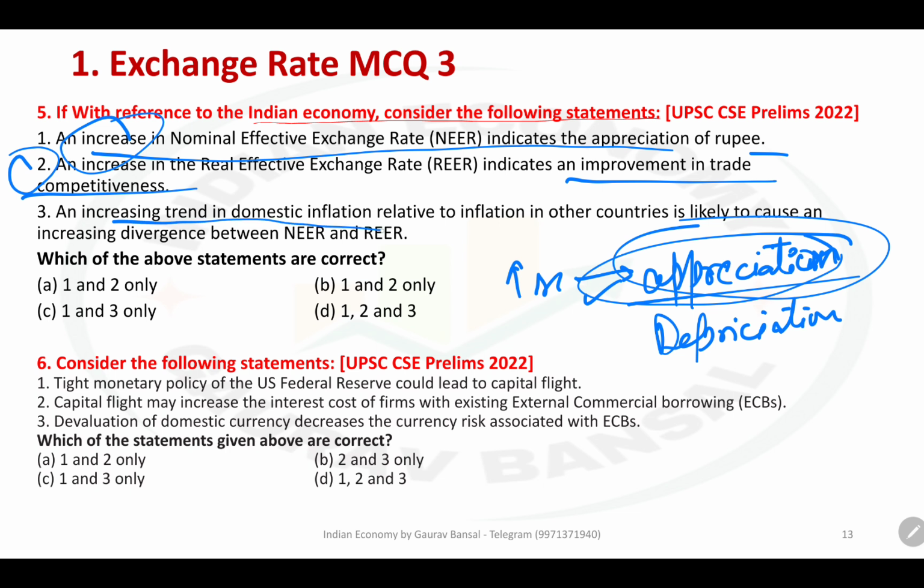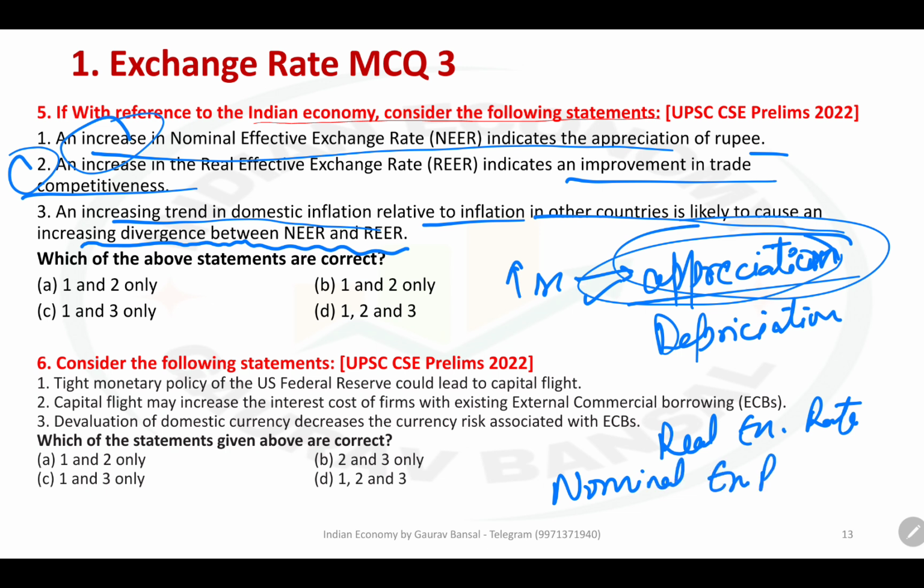Third, an increasing trend in domestic inflation relative to inflation in other countries is likely to create increasing divergence between NEER and REER. This is actually easy. Okay, do not treat it as very tough. Again, I'm saying treat it just simply like exchange rate. What did I tell you about real and nominal? In the real exchange rate, how do we calculate? We adjust the nominal exchange rate with comparative inflation rate of both the countries.